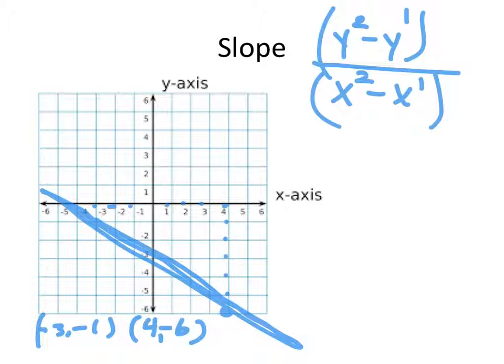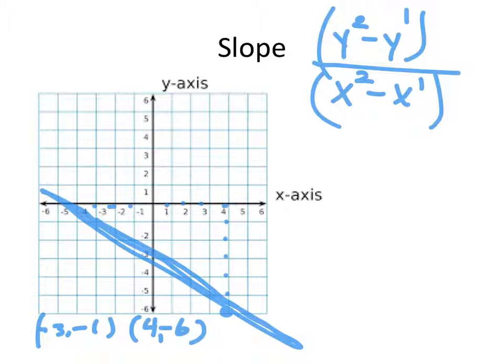It's tilting, and it's tilting a lot or tilting a little, and it's tilting down or it's tilting up, no matter what points I use. That's what slope is. It's a formula to help us see a line and how it's tilting without actually having to draw it, without actually having to have a graph in front of us.